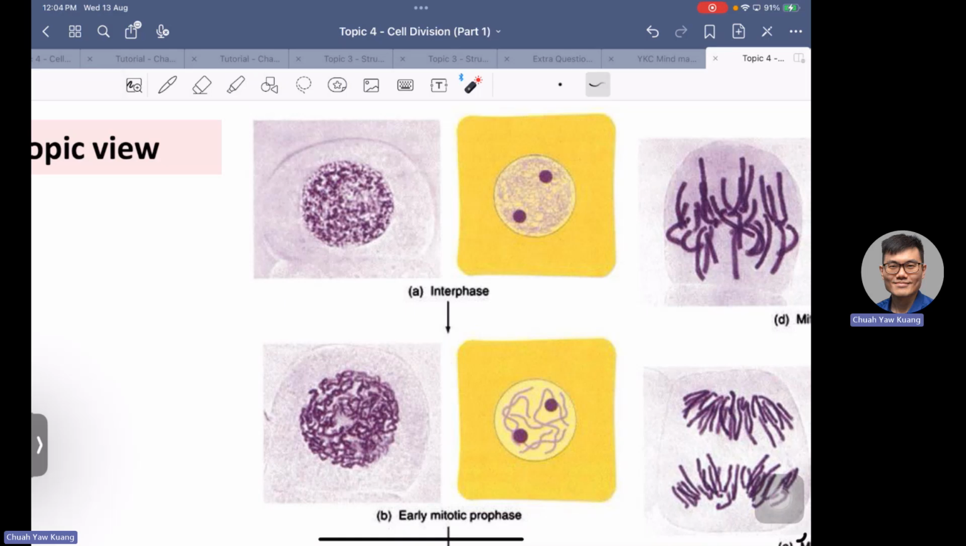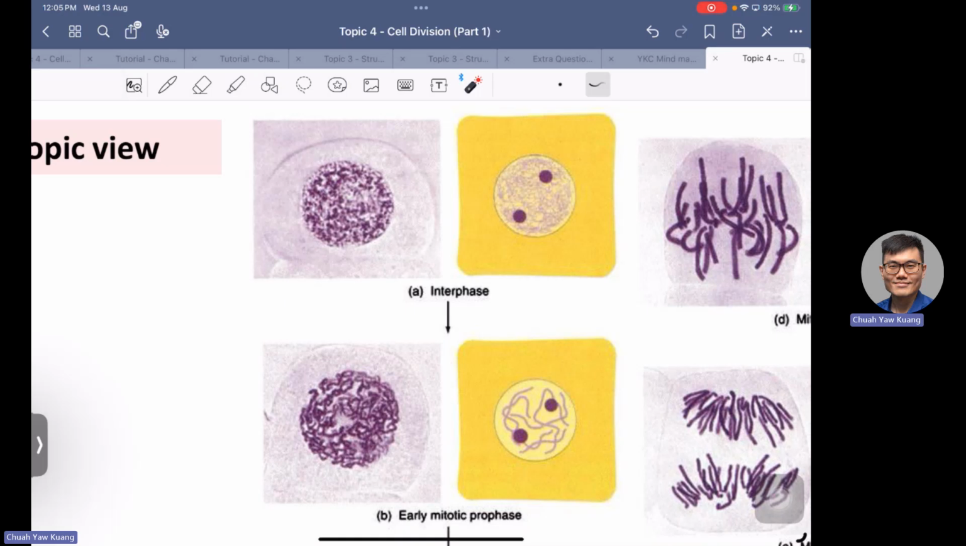Okay, then how about the prophase? Prophase is when you start to see thin lines. During this time, the nuclear membrane just started to fragment. Because it started to fragment, that means there are holes. So that's why you can see the thin line.